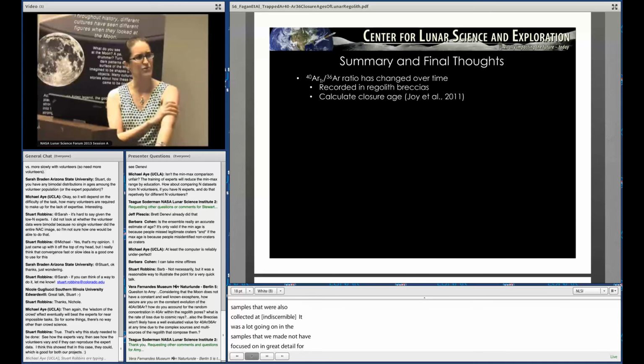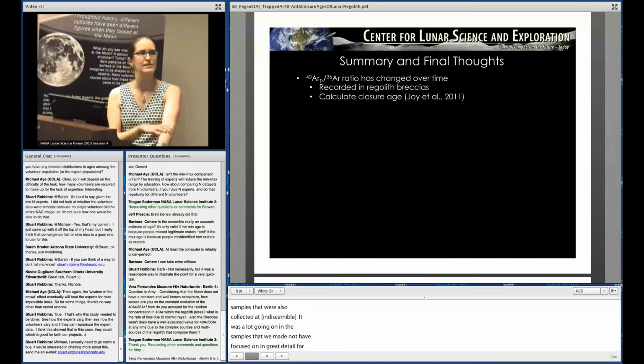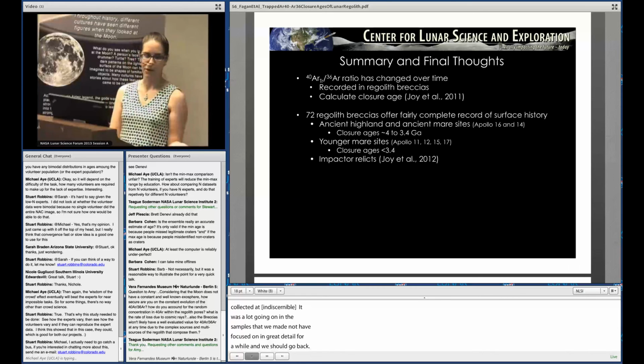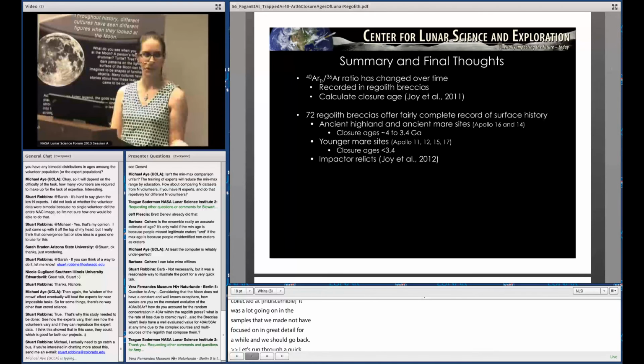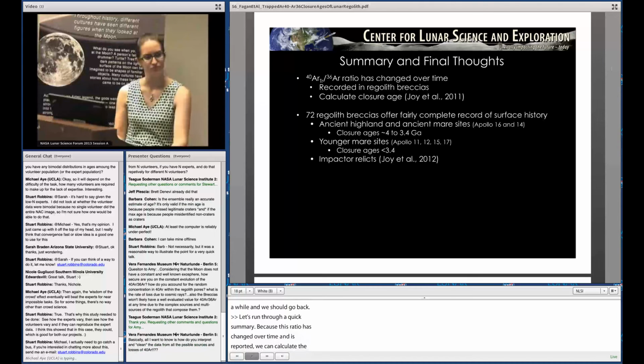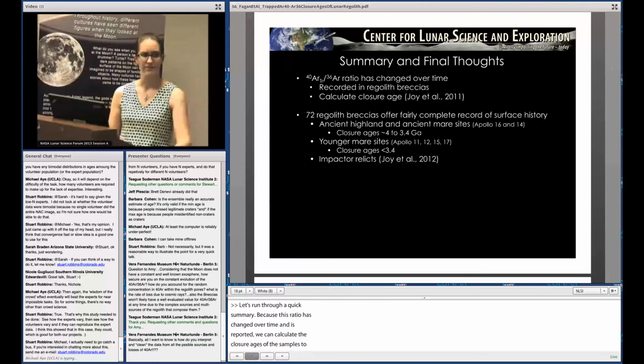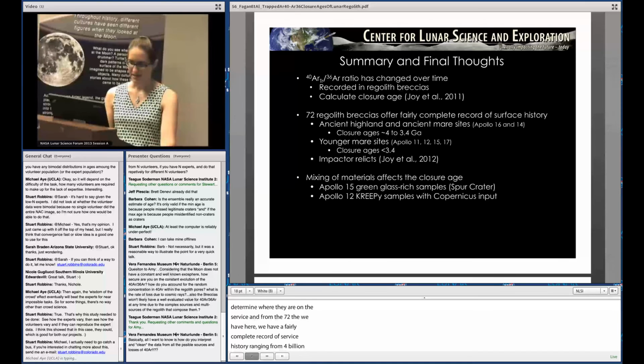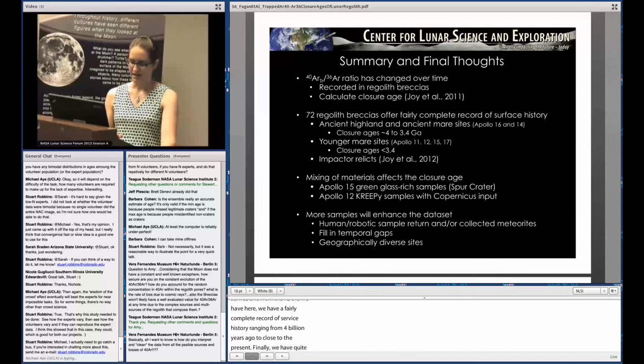So just to run through a quick summary: because the argon-40/argon-36 ratio has changed over time and is recorded in the regolith breccias, we can calculate closure ages of these samples to determine when they were on the surface. And from the 72 regolith breccias we have here, we have a fairly complete record of the surface history, ranging from almost 4 billion years ago to close to the present. And finally, we do have quite a bit of mixing affecting the closure ages of these samples.